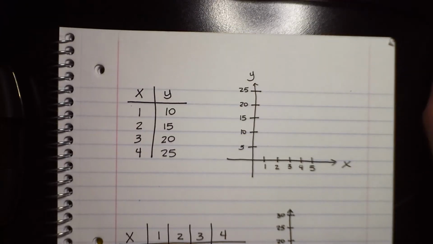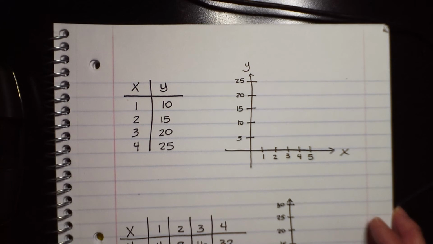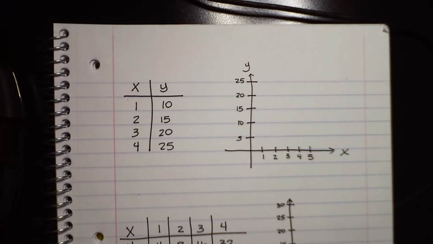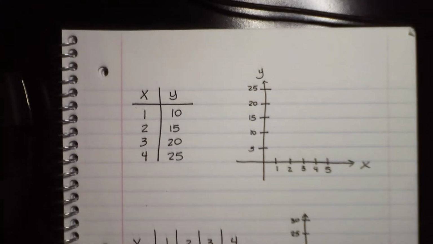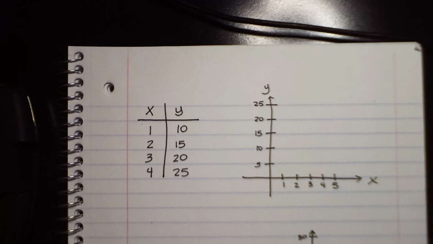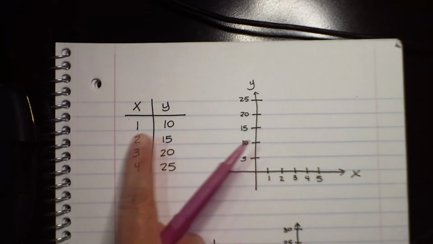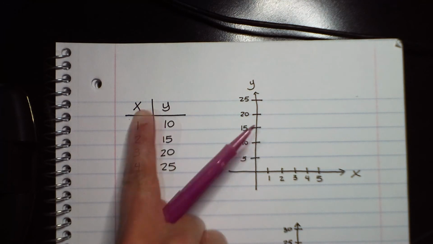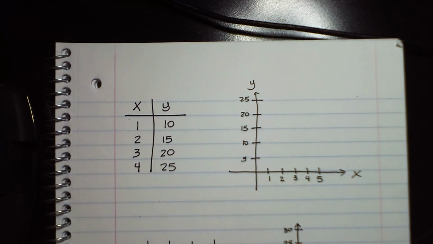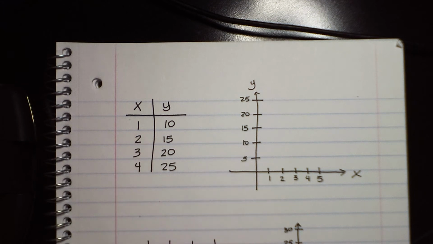I want to talk to you a little bit about how to decide if a function is a linear function or not. I've got a couple of examples, and this is just the beginning of trying to figure out if a function is linear. We'll have other strategies that I introduce you to later. Right now we've got an input of x and an output of y in this table.